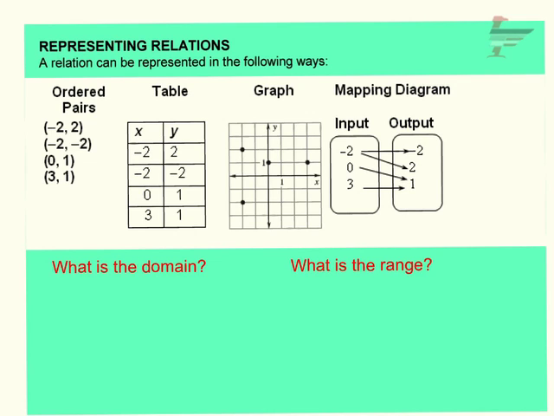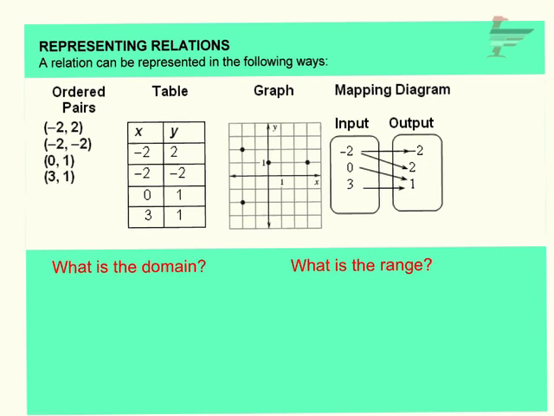A relation can be represented by ordered pairs, tables, graphs, and mapping diagrams. You are familiar, I'm sure, with ordered pairs, tables, and graphs, and maybe not so familiar with mapping diagrams. We want to talk about domain and range. First of all, what is a domain?